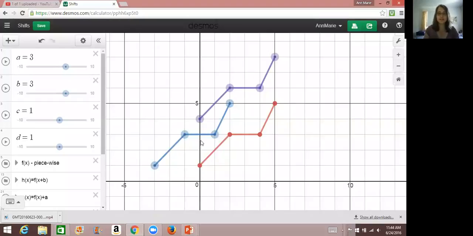The blue graph, same function f, but this time I added 3 to my x's before I did anything to them. This feels backwards because I added 3 and it shifts to the left. But if you think about the fact that I added before I did anything, then in order to get back to my original, I would need to subtract. So think about that a little bit. Okay.